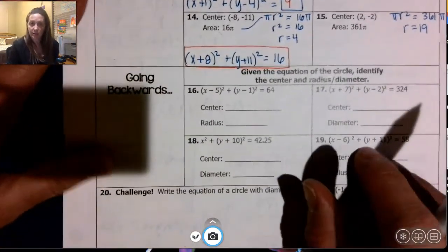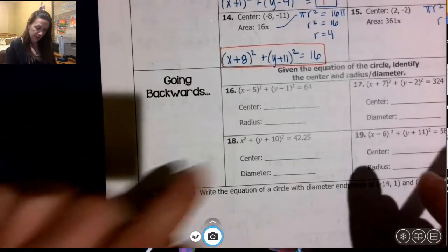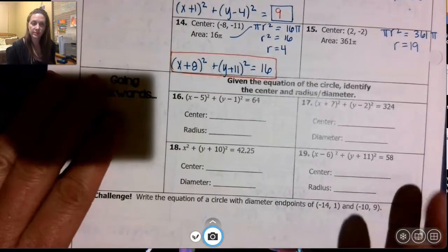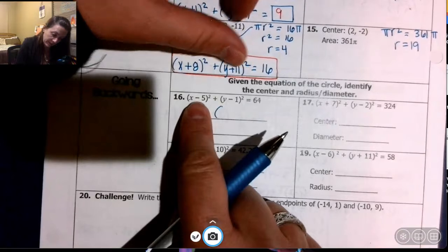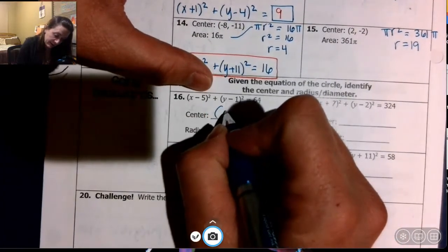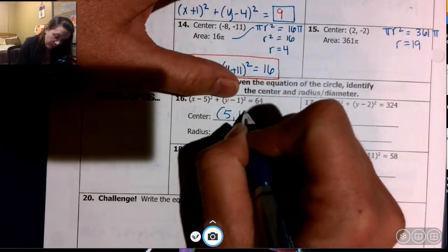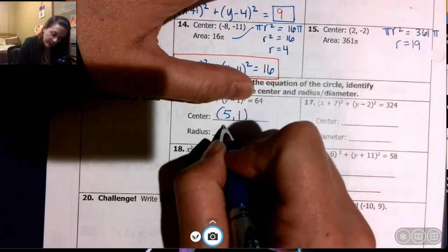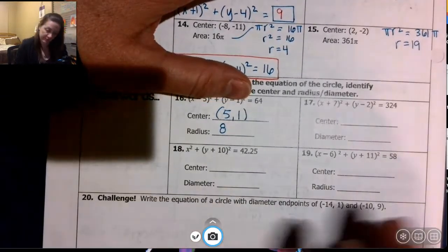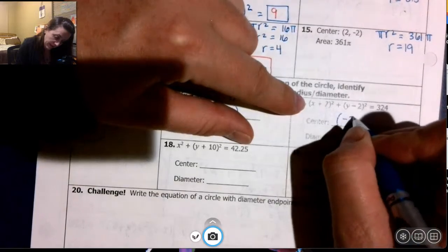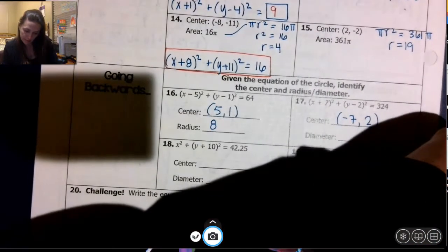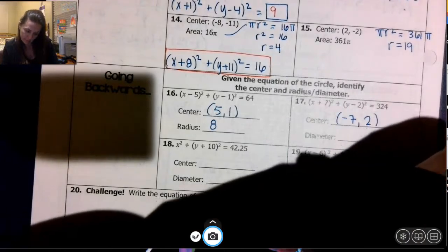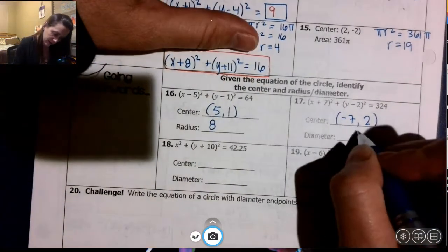Now, can you look at these going backwards? Can you tell me what the center and the radius is? So fill in all 4 of those first. Now what's tricky is you have to remember that it's the opposite. So if it's negative here, the center is actually positive 5, positive 1. Square root of this will be 8. Opposite of this will be negative 7, positive 2. Square root of 324, let's say it's 18.